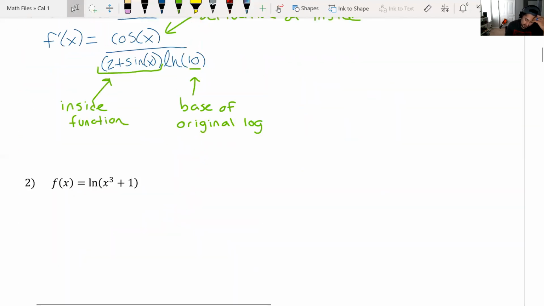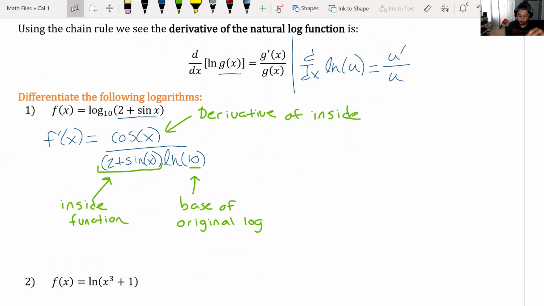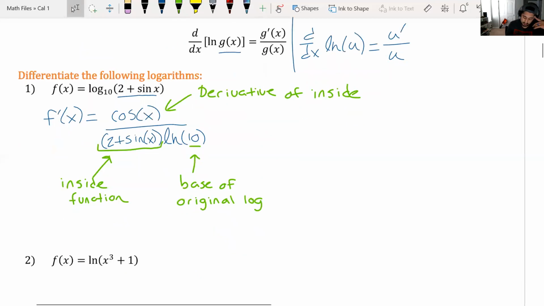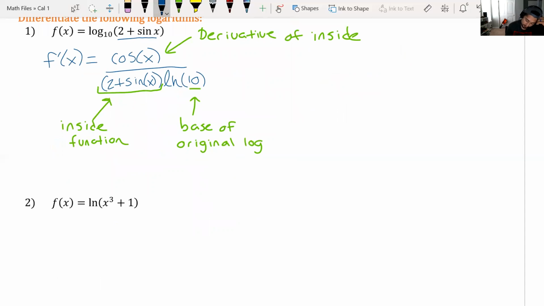Okay. Now, we'll use the chain rule derivative for natural logs on this one. And this one is quite easy. So this one, f prime of x, by the chain rule derivative, is going to be the derivative of the inside, just 3x squared, over the inside, x cubed plus 1. That's it. And again, that's the derivative of the inside.